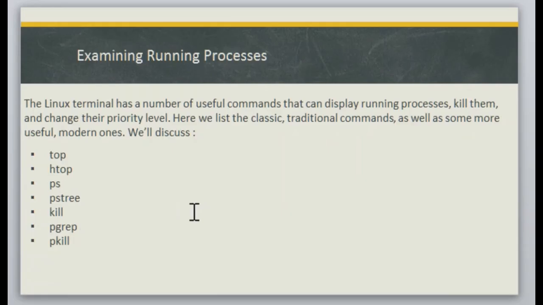So to examine running processes, the Linux terminal has a number of useful commands that can display running processes, kill them, and change their priority level. Here we list the classic traditional commands as well as some more useful modern ones that we'll discuss. We have top, htop, ps, pstree, kill, pgrep, and pkill, which is process kill. We've looked at a few of these, such as top, ps, and kill, but we can go ahead and pull these up again just to show you them.